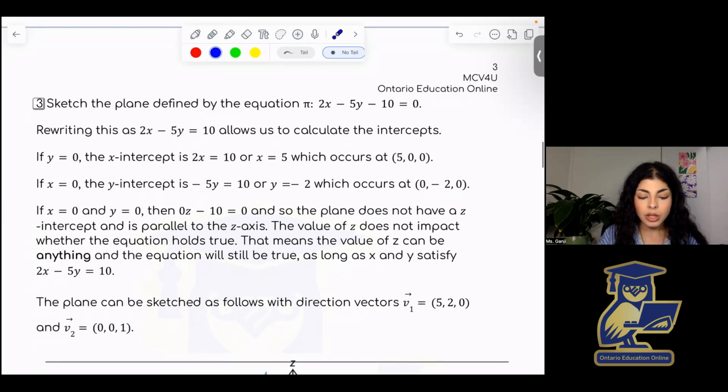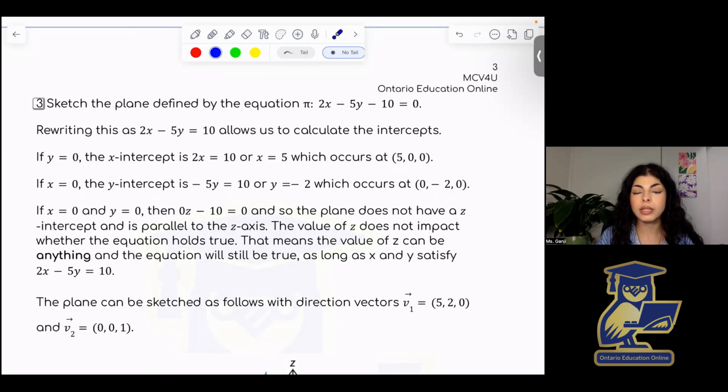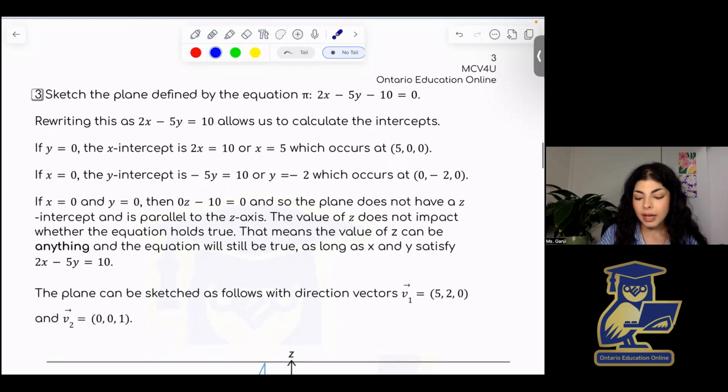x is. So when y is 0, the x-intercept will be 2x is equal to 10, so x is 5. So that means the point (5, 0, 0) is on the plane. And similarly, when x is equal to 0, the y-intercept will be negative 5y is equal to 10, which produces y equals negative 2. So the point (0, -2, 0) is on the plane as well.